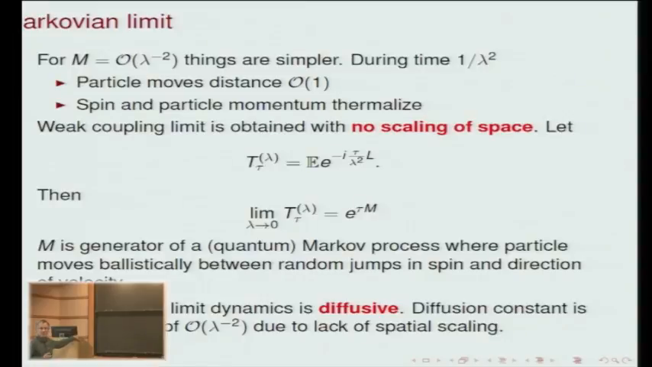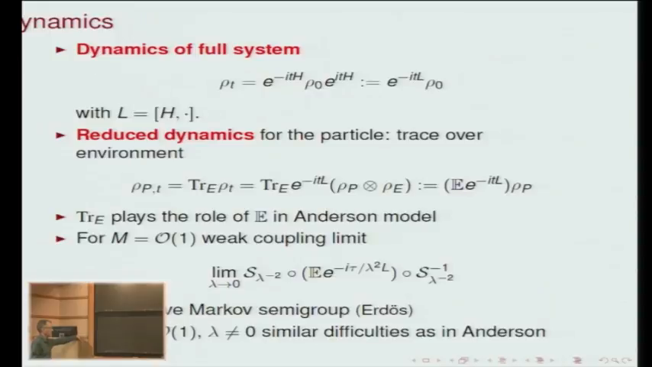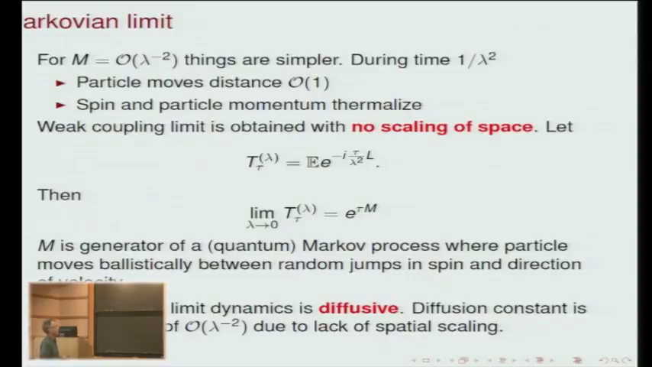So you might say that maybe it's easier. Okay, so now we are taking mass of the order of 1 over lambda squared. So things are now simpler. Instead of here where the mass was order 1, we had to do the spatial scaling: not only go to time order 1 over lambda squared, but also scale space by 1 over lambda squared. Here, if you take mass of order 1 over lambda squared, the particle during that time 1 over lambda squared doesn't move more than order unity.